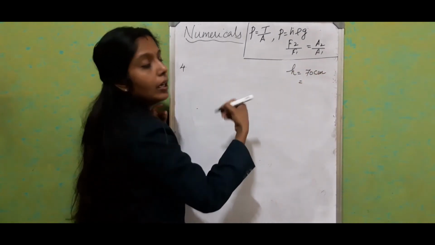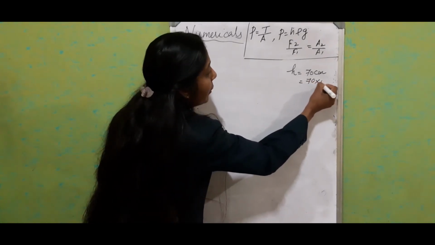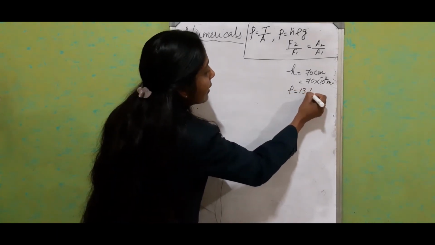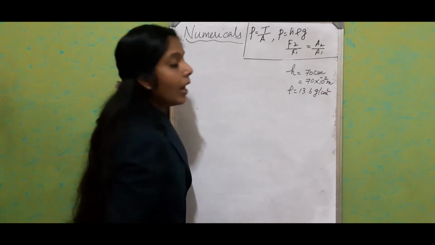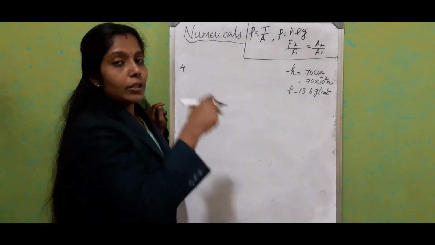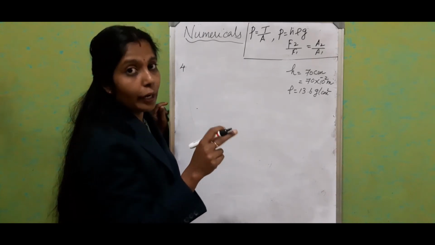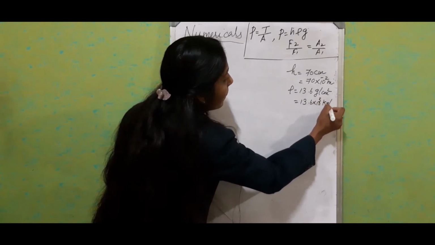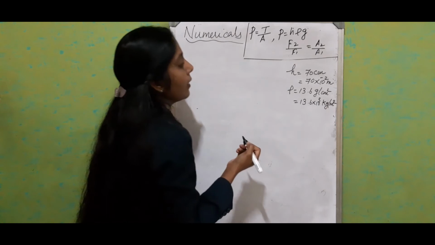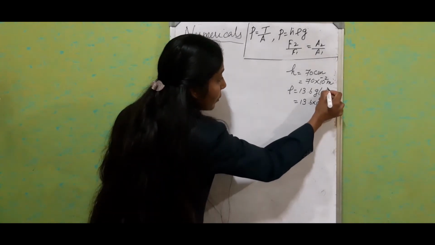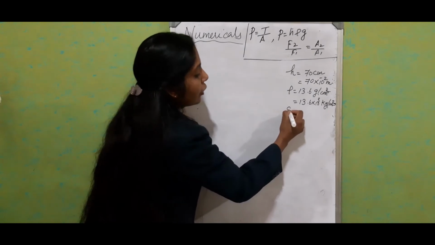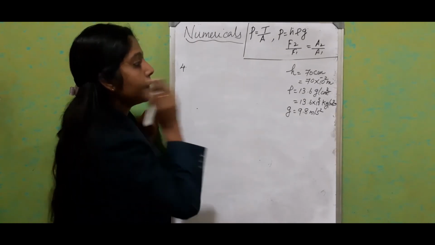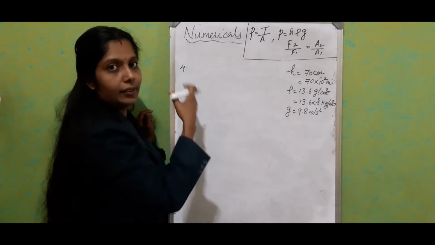If we convert it into meter, we'll get 70 into 10 to the power minus 2 meter. And the density is given as 13.6 gram per centimeter cube. How to convert gram per centimeter cube? When we solve it, we will get it as multiply by 10 to the power 3. So here 13.6 into 10 to the power 3 kilogram per meter cube. And G is equal to 9.8 meter per second square. So first we'll find out the pressure for the mercury.